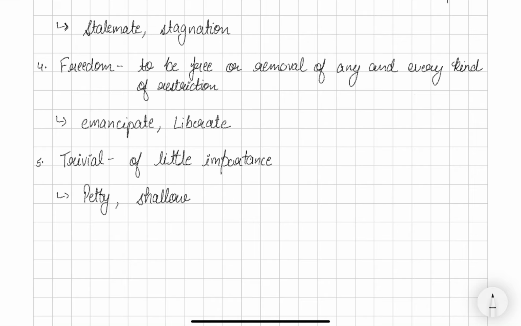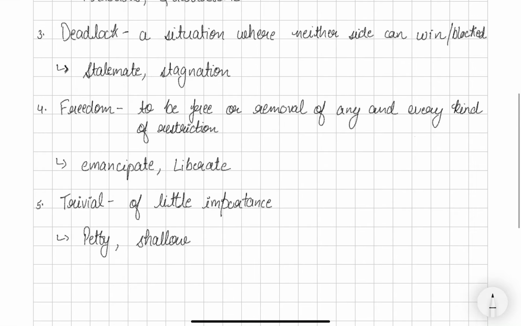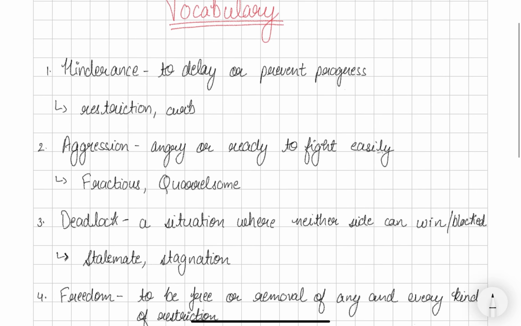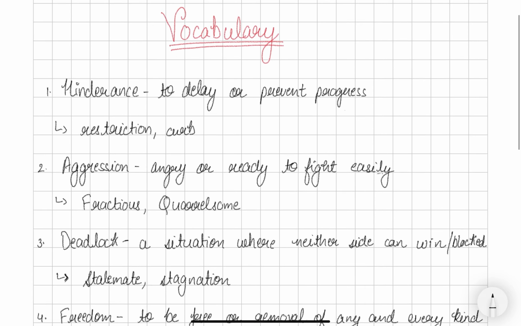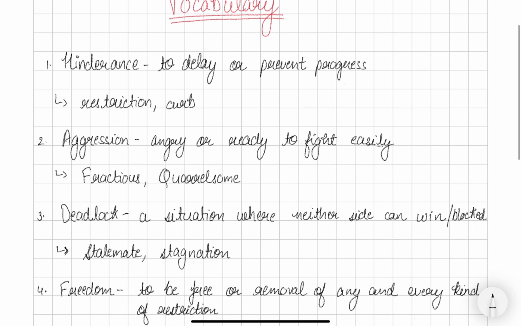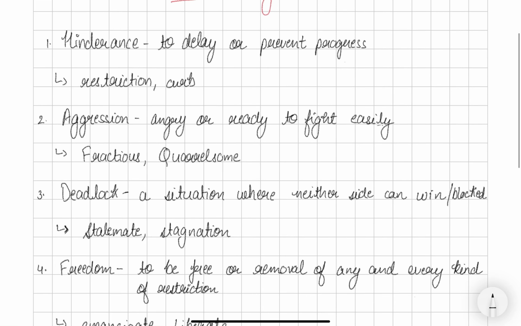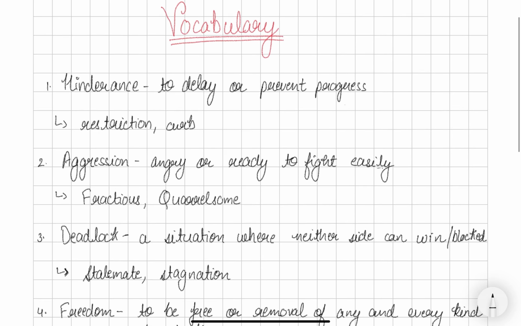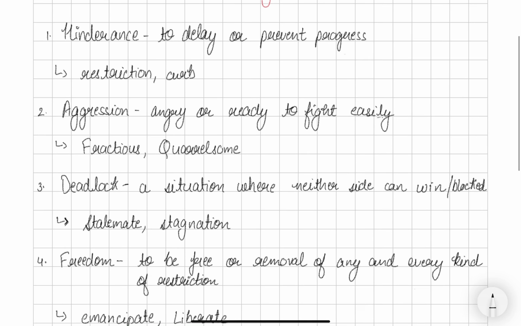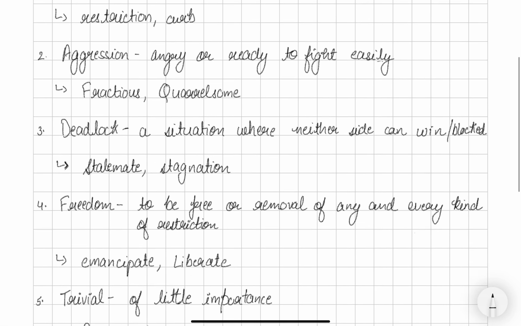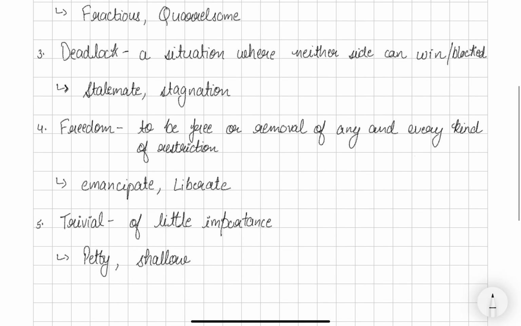So I would like to summarize all of the words. First word was hindrance, second word was aggression, third word was deadlock, then freedom and trivial. For the revision part, I would simply say you just go through it once you're done with the video. Just reread the meanings and the synonyms, and after a time period of around 41 days, I believe both of us would be quite proficient in our vocabulary.